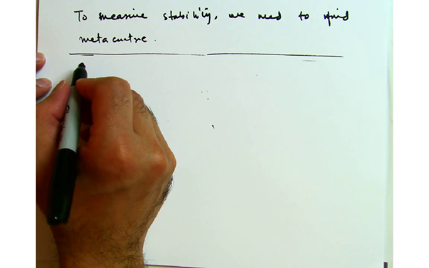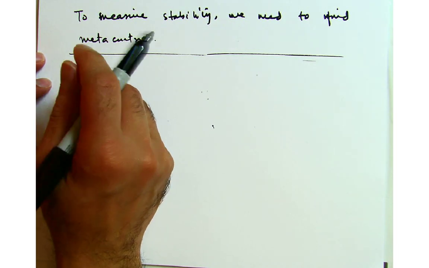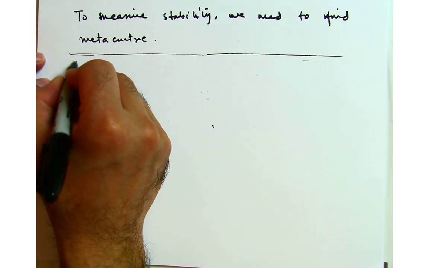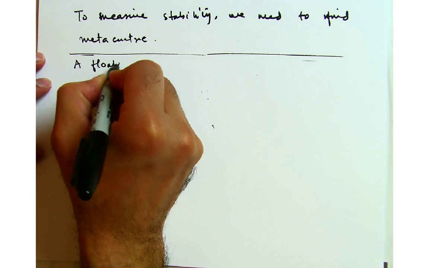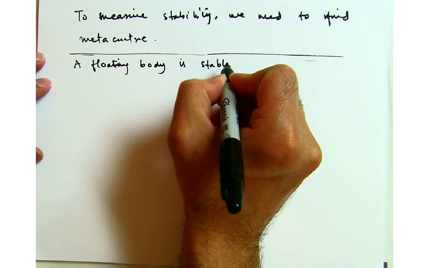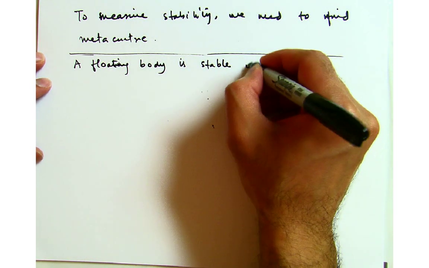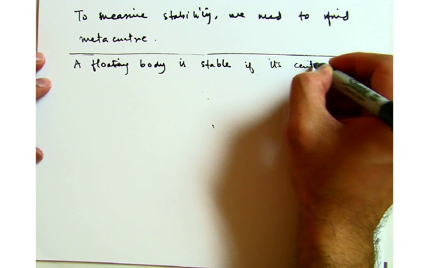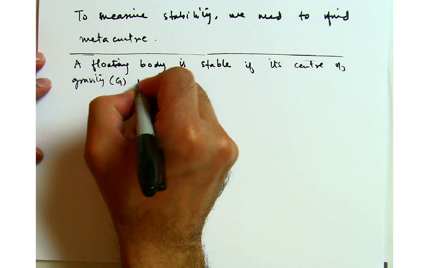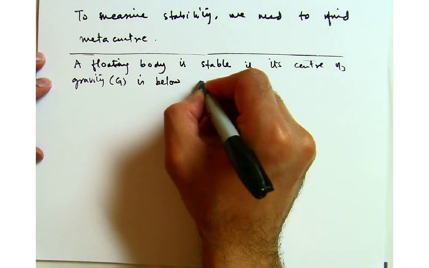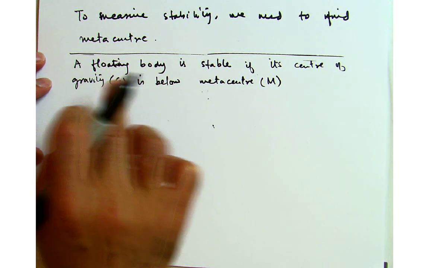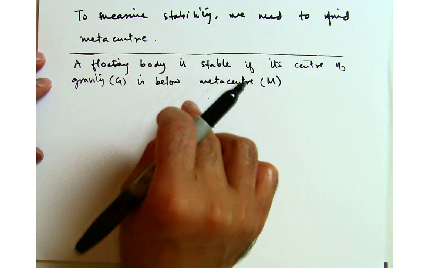A floating body is stable if its center of gravity, which I'm representing with G, is below the metacenter, which I am representing with M. So a floating body is stable if its center of gravity is below the metacenter.